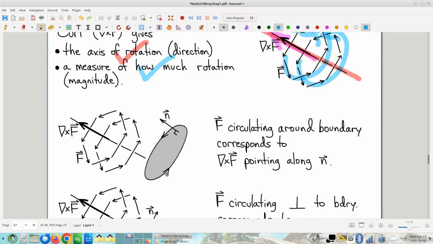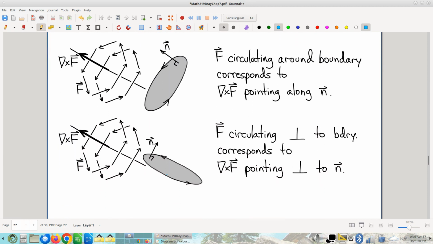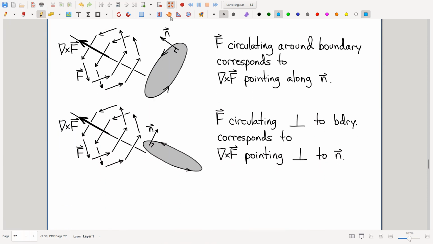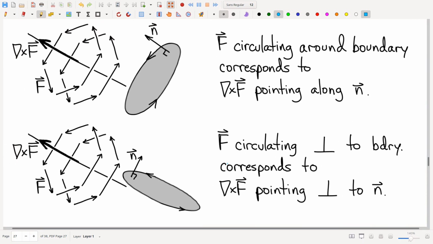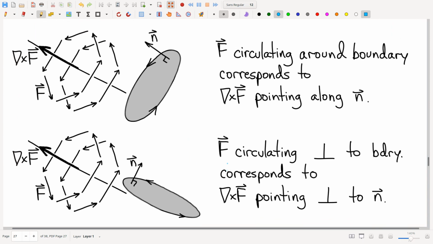Okay, so now just a couple of example cases, just to show that this tracks, that this is a reasonable take on what curl does, and in particular that curl dot n is what computes little bits of circulation.